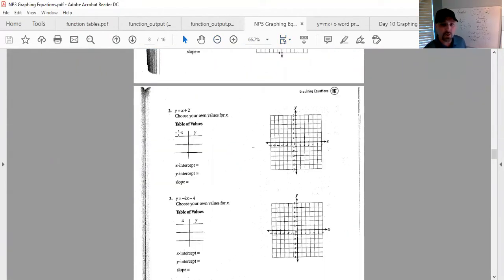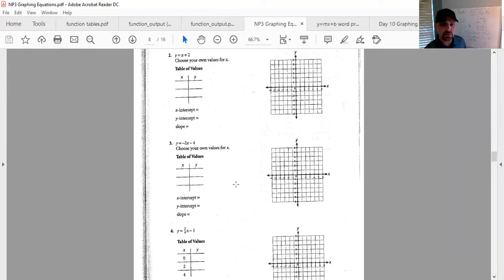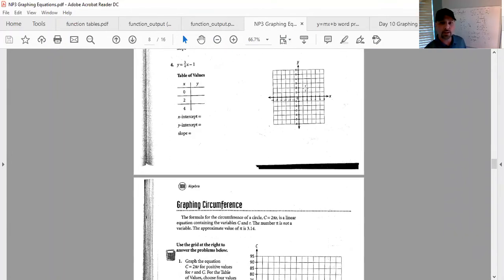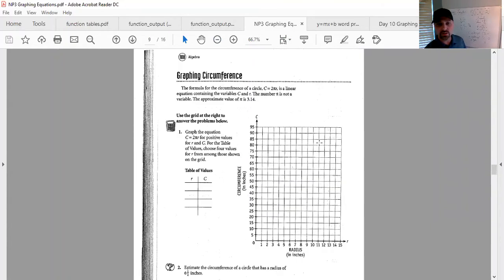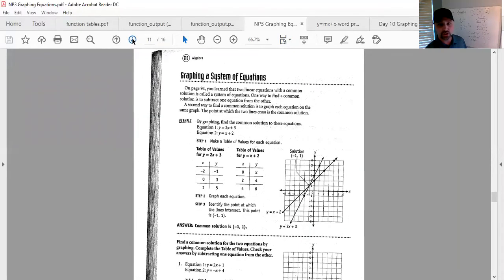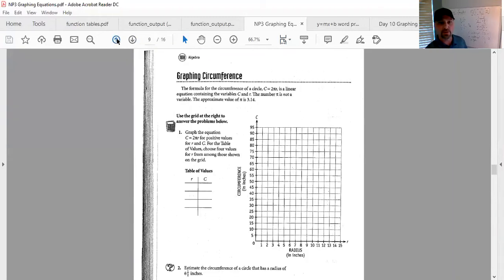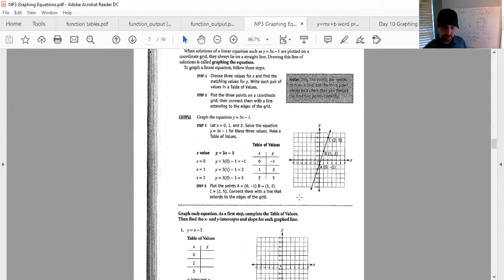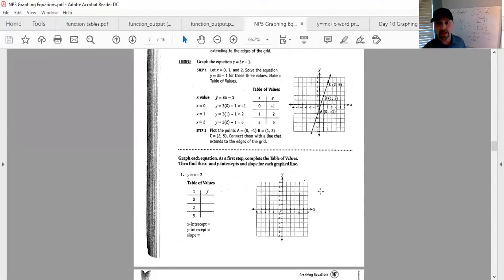I think you can probably work through each of these, 2, 3, 4, and draw the line. And actually, once you know this, you can apply this, I think, to about the rest of the pages: graphing circumference, temperature, systems of equations. I mean, you could probably figure those things out. I'm not going to go into all of them today because right now we're just focused on what a linear equation is and how to see that relationship on a graph or in a table.